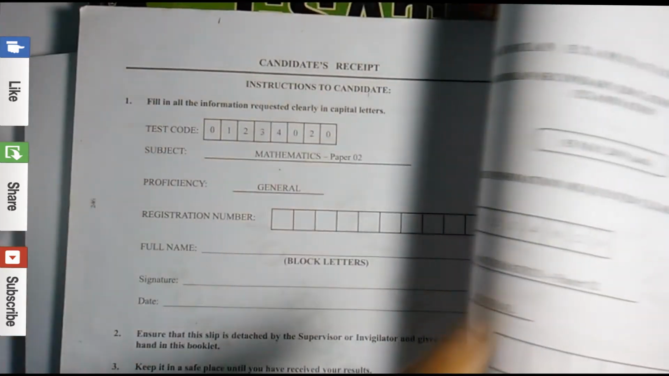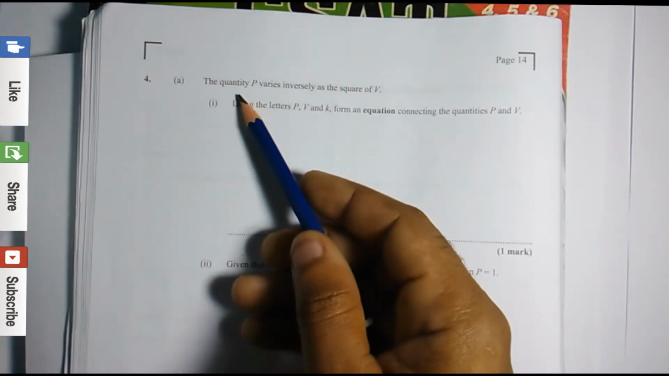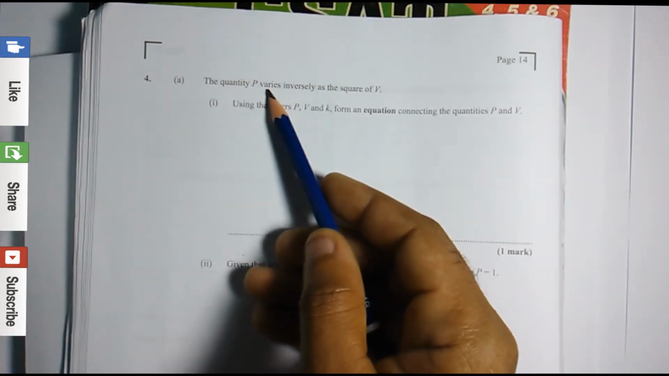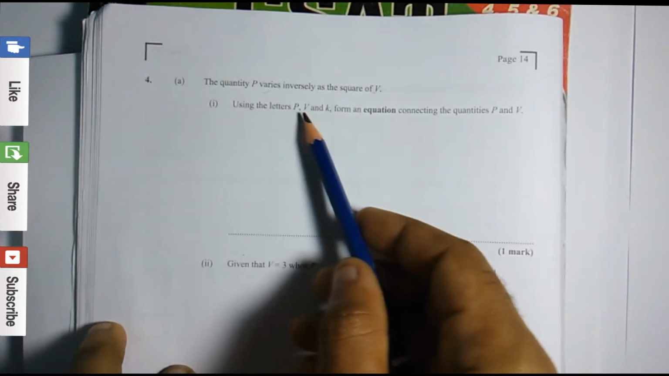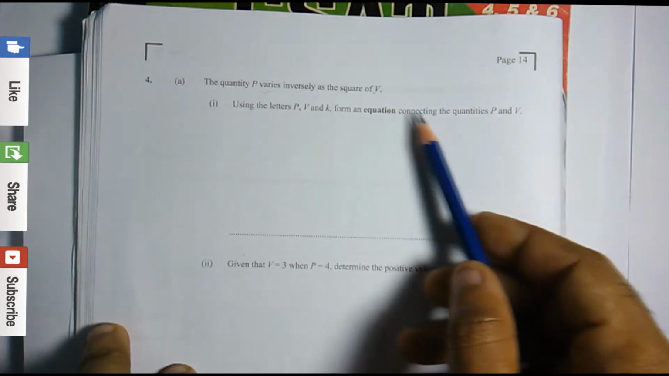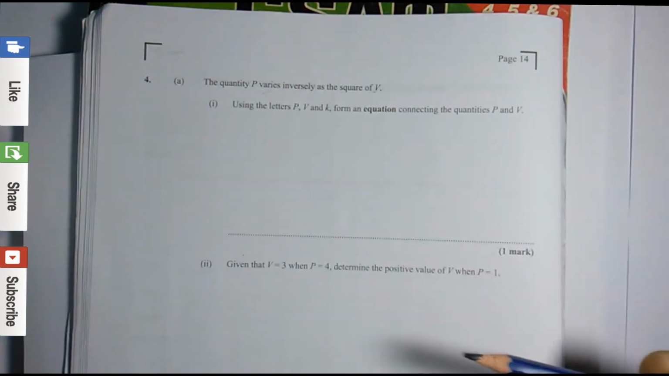Now, this is the third video, which is the second question based on variation. This is the 2019 May examination question based on variation. They said the quantity P varies inversely as the square of V. Using the letters P, V, and K, form an equation connecting quantities P and V. So this one is for 1 mark.